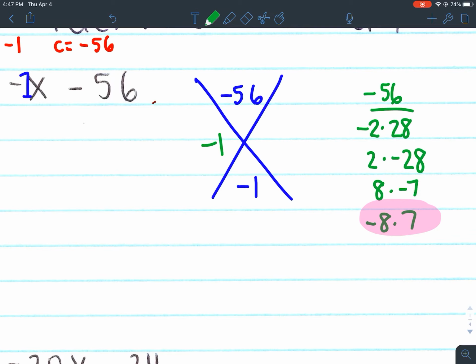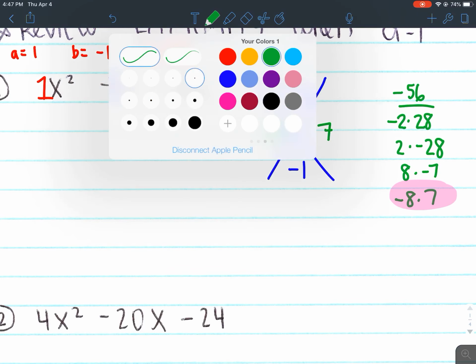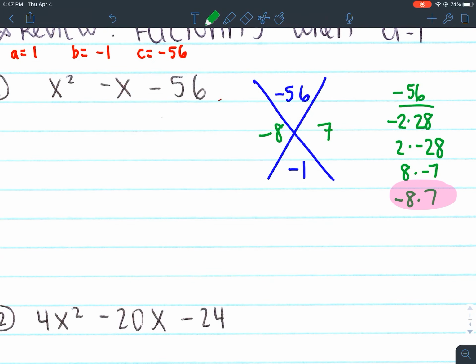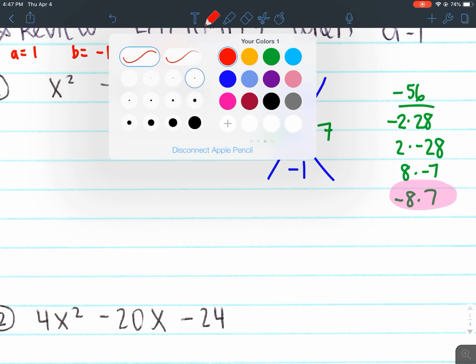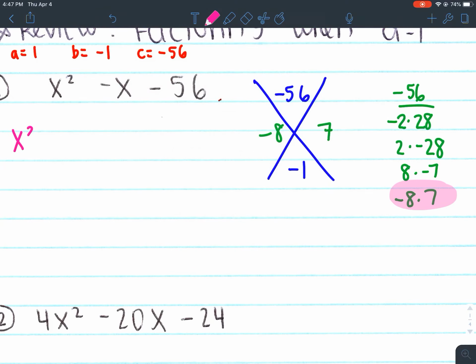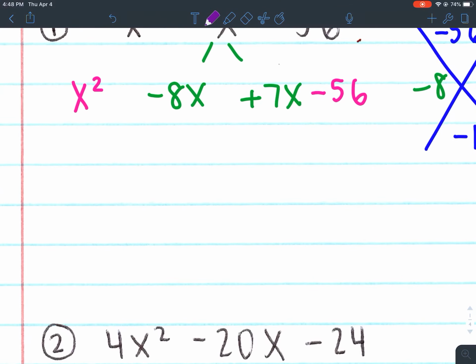So -8 and +7 are my two special numbers that I'm going to use to split up my middle term. So again, as we have stated, your x squared doesn't change, the number on the outside here. Pink. Okay, x squared doesn't change, and then -56 doesn't change. The only thing we're changing here is that middle term. That's going to split up, and we're going to use those two numbers that we found to help us. So that's going to be -8x and +7x. Okay. Again, it does not matter the order that you write that. So if you want to write the 7 first, that is okay.